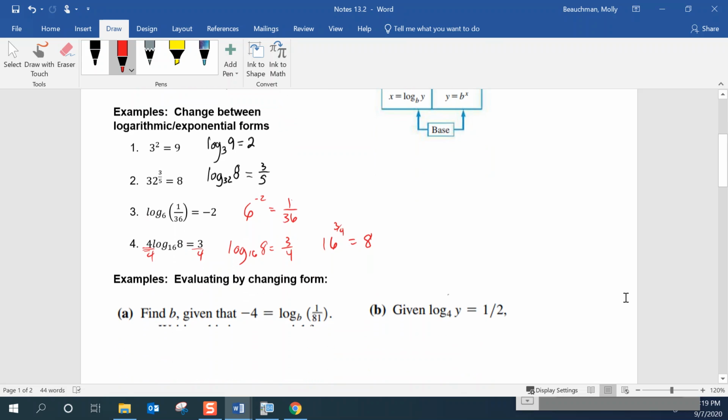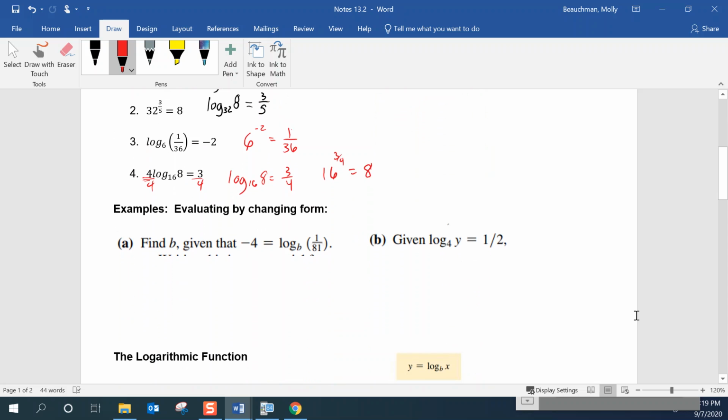So how do we use this? A couple of examples we're going to look at. We're going to evaluate a logarithm by changing form. On our first example, we want to find b, given that negative 4 equals log base b of 1 over 81. So we've got to convert that. Let's convert it to an exponential equation and see if that makes more sense in exponential form. So b to the power of negative 4 is equal to 1 over 81.